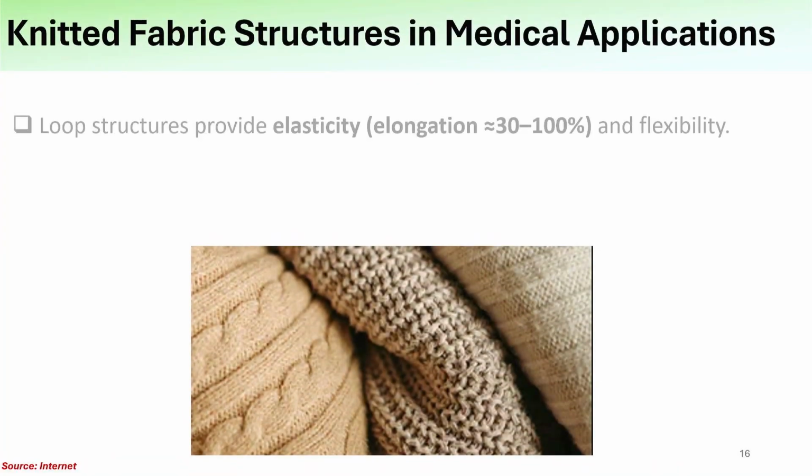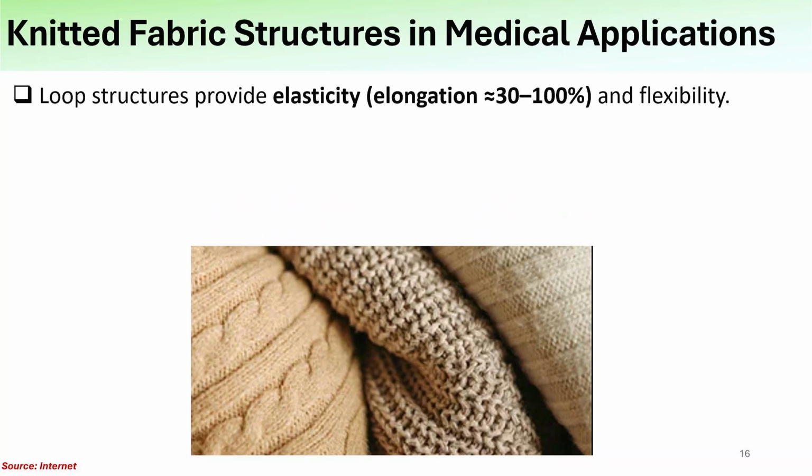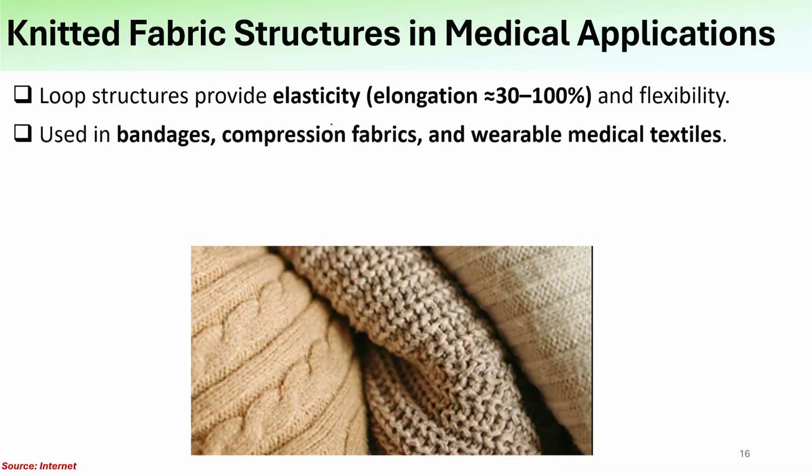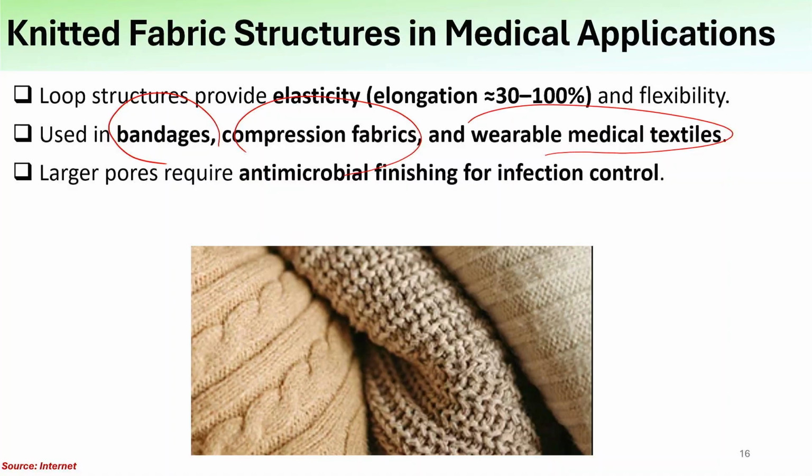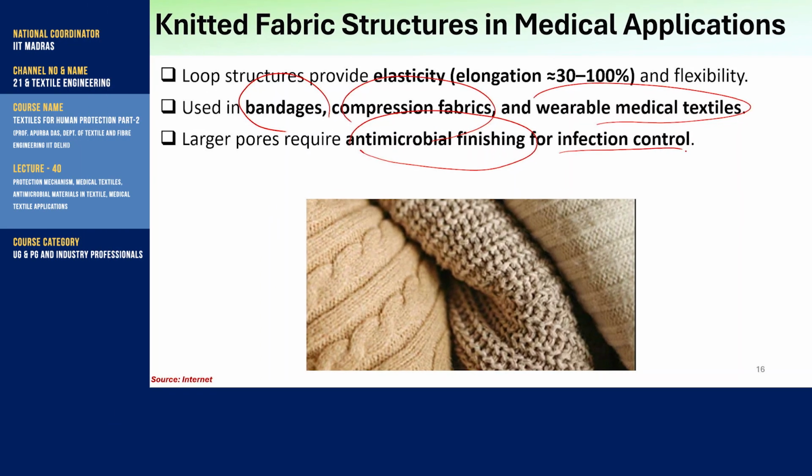So, knitted fabric structures are also used. The loop structure provides elasticity and flexibility. Knitted structures are used basically for bandages, compression fabric, and wearable medical textiles. Large pores require an antimicrobial finish for infection control. So, here an antimicrobial finish is required. This has the least barrier property.